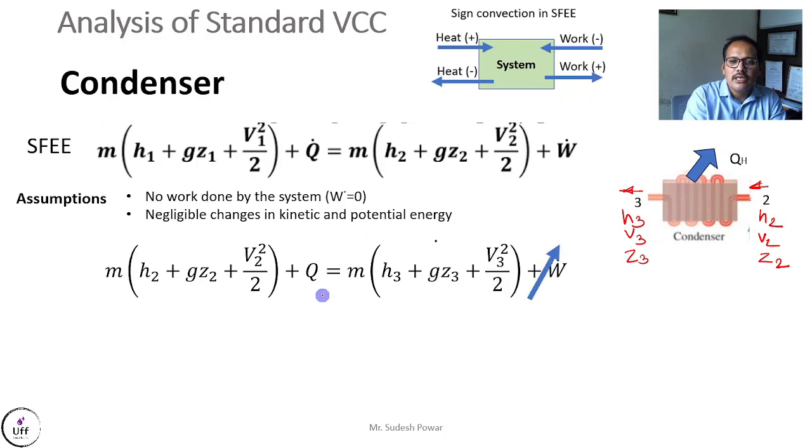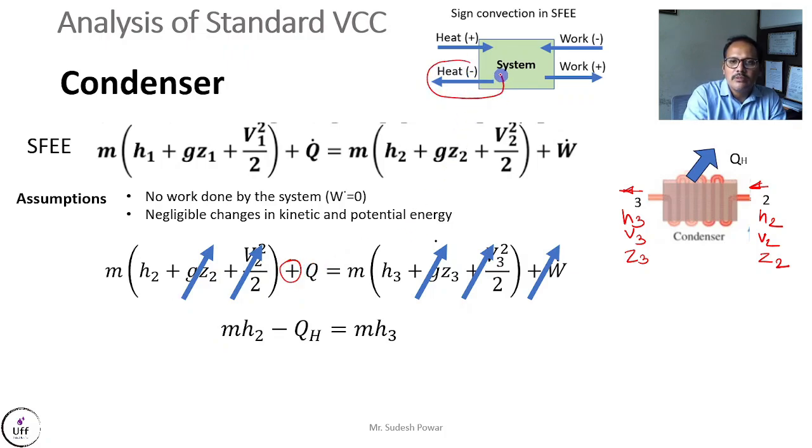some terms will cancel out. So no work done is there from the system, and negligible change in kinetic and potential energy is there. So ultimately we are getting mH2 on left hand side. Again, this should be minus because heat is rejected from the system, and heat rejected from the system is considered as negative as per the sign convention of steady flow energy equation.